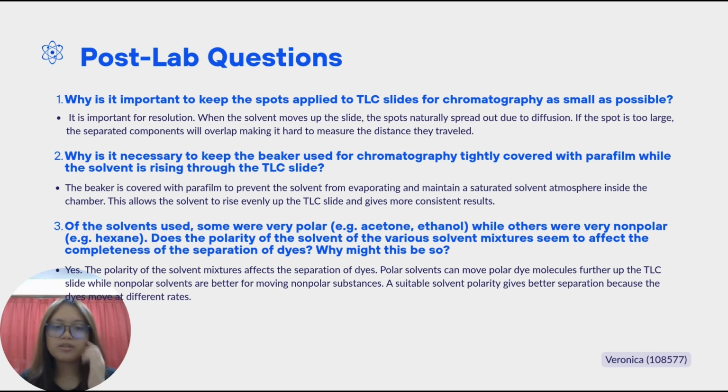Last question. Of the solvents used, some were very polar, for example acetone and ethanol, while others were very nonpolar, for example hexane. Thus, the polarity of the various solvent mixtures seems to affect the completeness of the separation of dyes. Why might this be so? Yes, the polarity of the solvent mixture affects the separation of dyes. Polar solvents can move polar dye molecules further up the TLC slide, while nonpolar solvents are better for moving nonpolar substances. A suitable solvent polarity gives better separation because the dyes move at different rates.